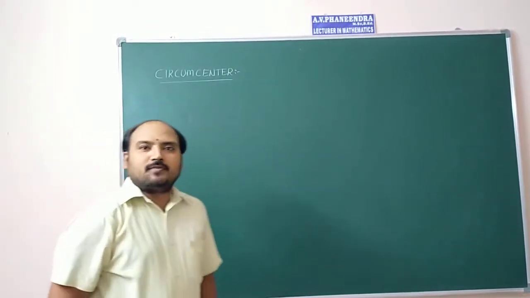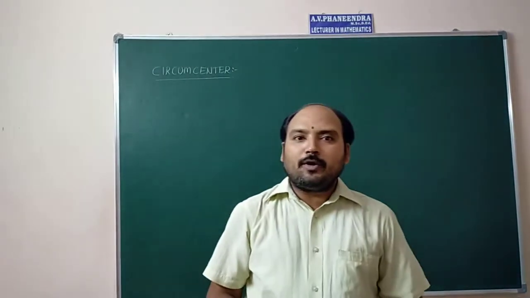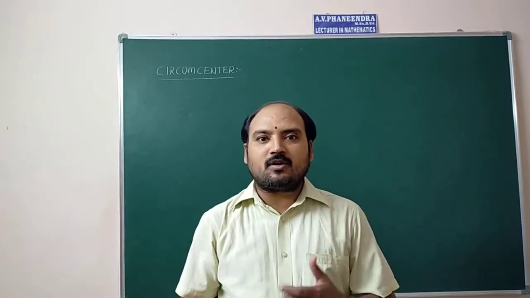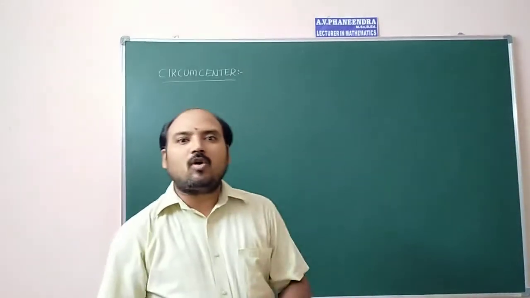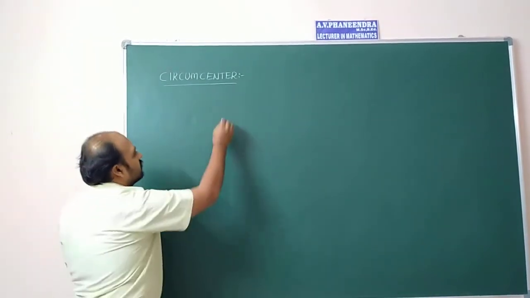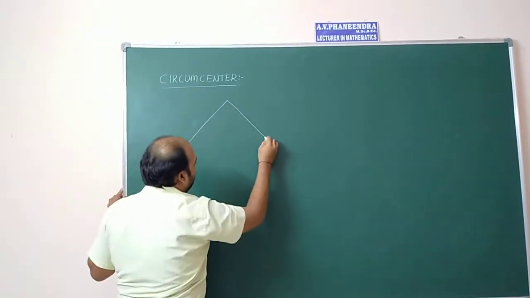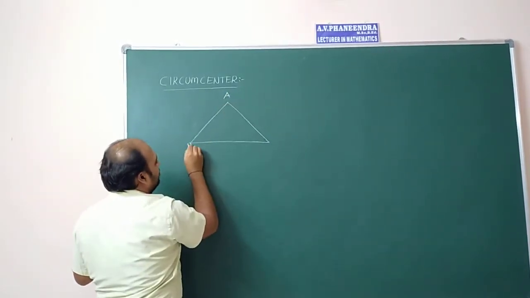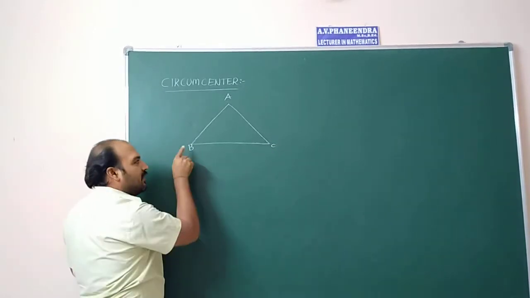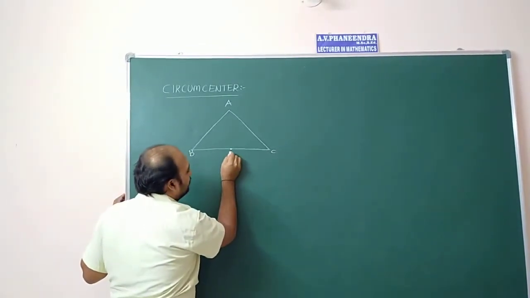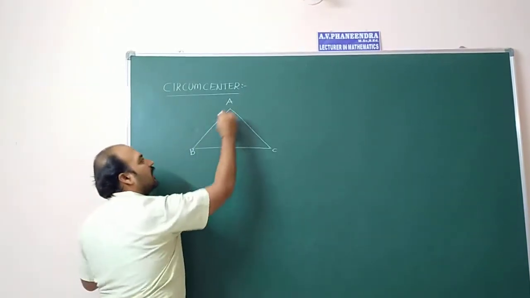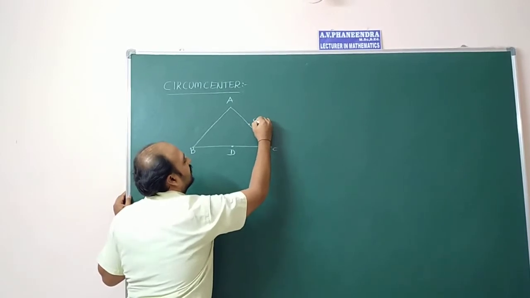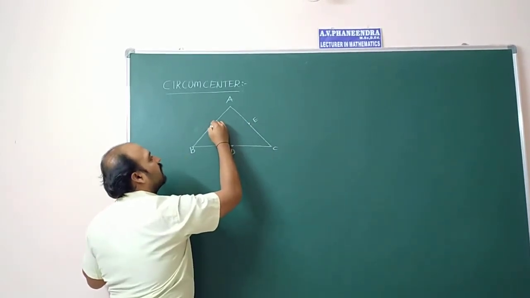First of all, what is the meaning of circumcenter? The point of concurrency of perpendicular bisectors of a triangle is called circumcenter. So this is the triangle ABC. BC midpoint is D, CA midpoint is E and AB midpoint is F.